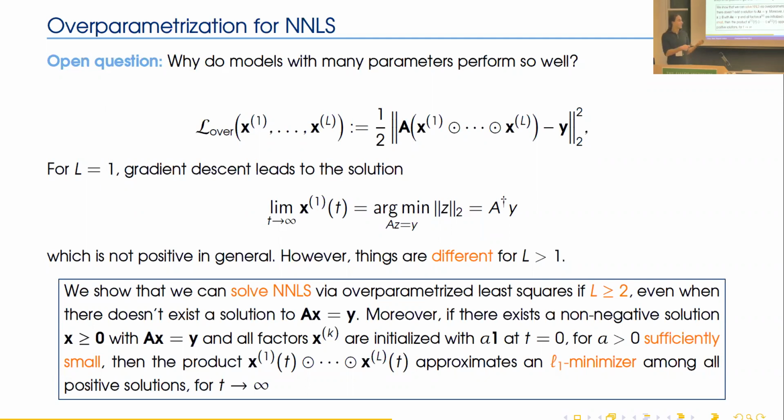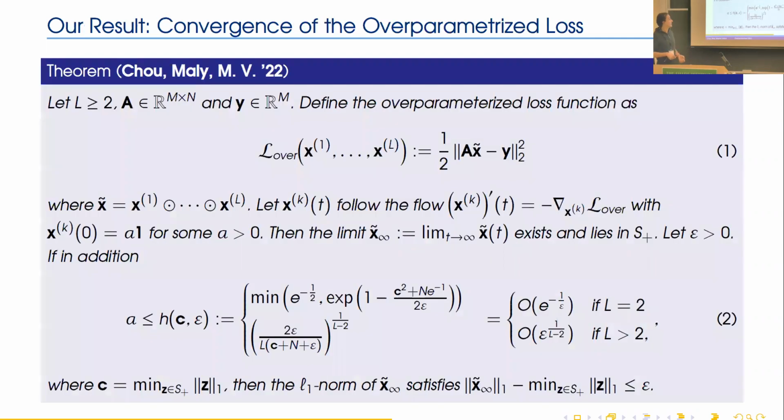So if L is larger or equal than 2, we are able to show that if you initialize well, you solve non-negative least squares. And moreover, if your initialization is quite small, this also approaches the L1 minimizer, which means under certain standard compressive sensing assumptions, you are getting your sparse vector back, okay? And it was quite surprising when we ran some numerics and observed this. So, here's our first result.